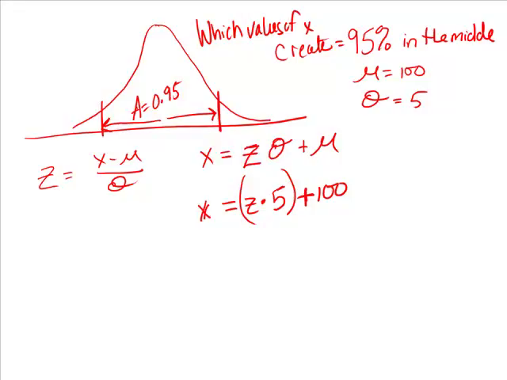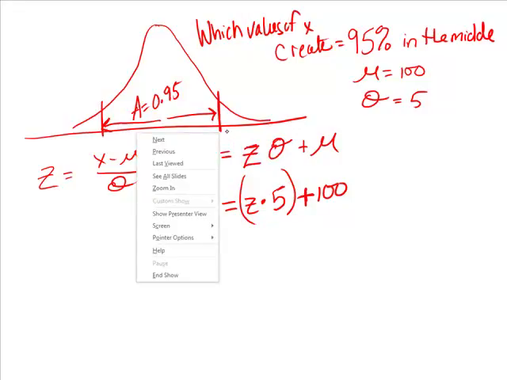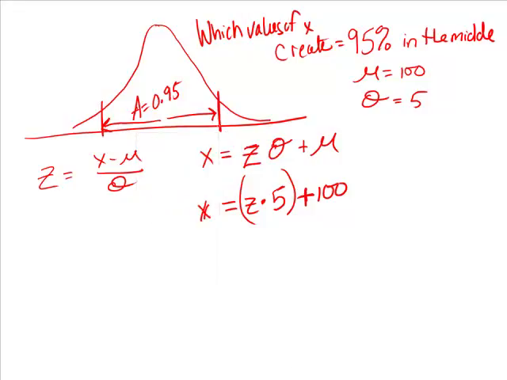Okay, so let's think about this for a second. We need to find these z-scores, but we already know the area, right? Usually, in the previous examples, the area was the thing we were trying to find. Now, we're not looking for the area anymore. We're given the area. Well, where does the area go so that we can find the z? We look on the table.